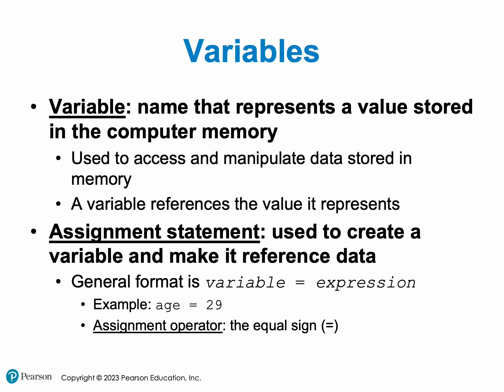Now another thing is the assignment statement. An assignment statement is when you create your variable and you assign some data to it. As you can see, this is just a simple example. Variable equals whatever you want it to be equal to. In this case, we have a variable called h and it equals 29. The assignment operator is just your equal sign.